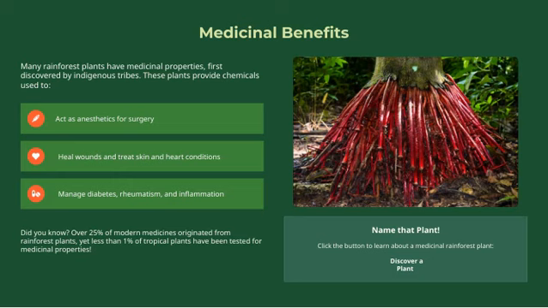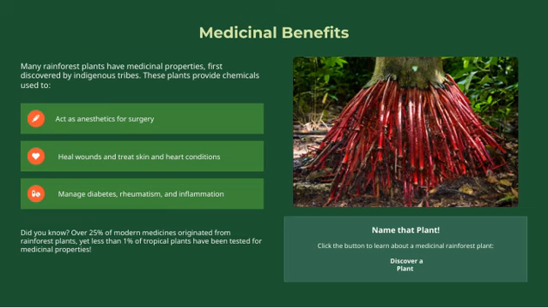Many rainforest plants have incredible medicinal properties, and interestingly, these uses were first discovered by indigenous tribes living in the rainforest. These plants are a vital source of chemicals that can be used in various ways. For example, some act as anesthetics to help with surgery, making procedures safer and less painful. Others are used to heal wounds or to treat skin and heart conditions, which shows just how diverse their applications can be.